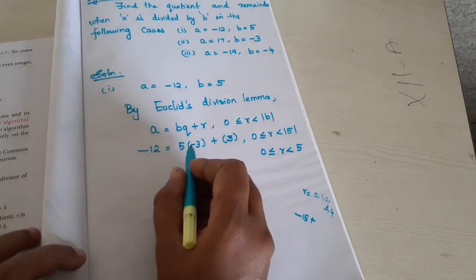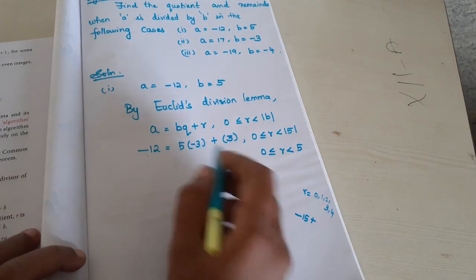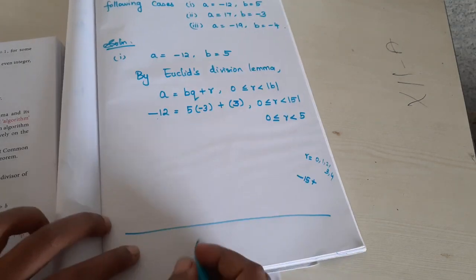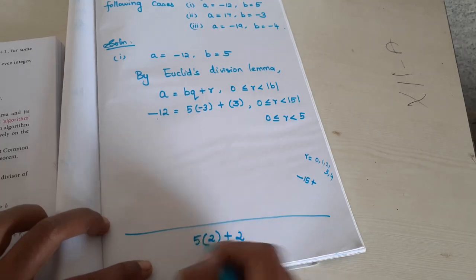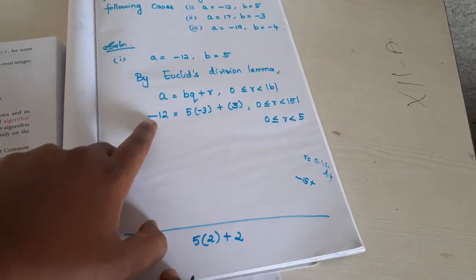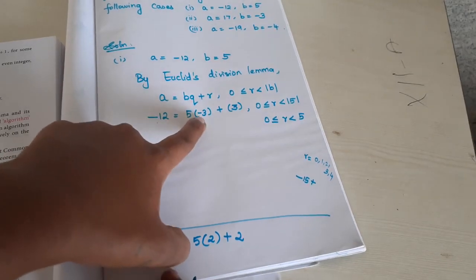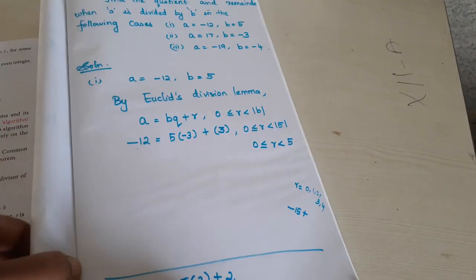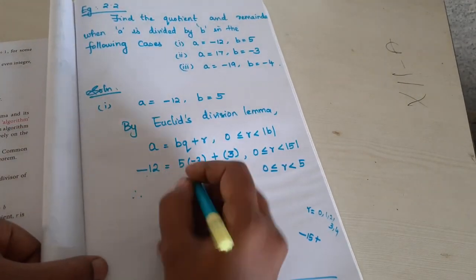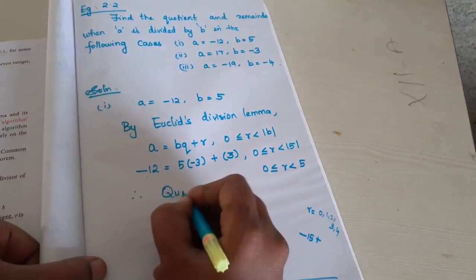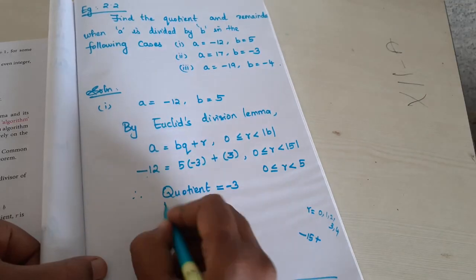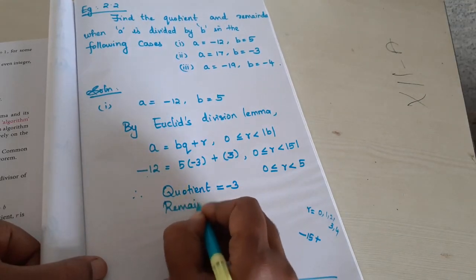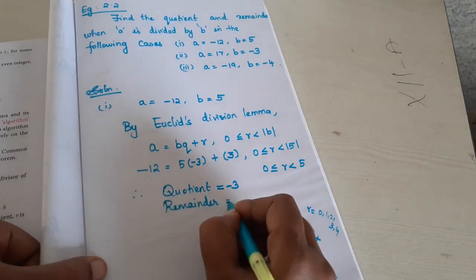Suppose you take 5 into 2 for rough work: 5 twos are 10, so plus 2 means we get 12 only. But we need to get a negative sign, so we are taking this minus 3. Got it, students? Therefore, what is the quotient here? The quotient is equal to minus 3. And what is the remainder? The remainder is equal to 3.